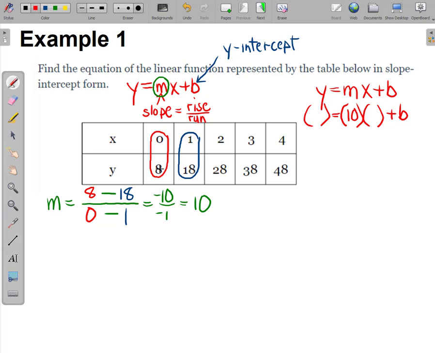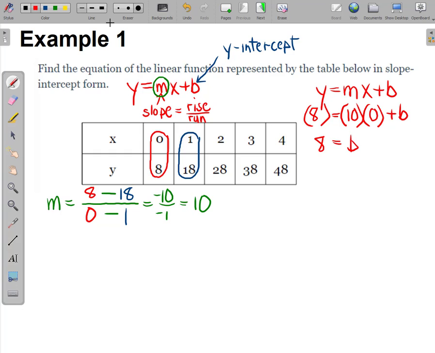And the easiest point, in my opinion, is the red one over here. So I'm going to take the 8, which is my y value, and put that over here. I'm going to take the x, which is my 0 value, and I'll put that in there. And 8 is equal to 10 times 0 plus b. So that would simplify to 8 is equal to b, because 10 times 0 is 0, right? But then why waste time writing 0 plus b?